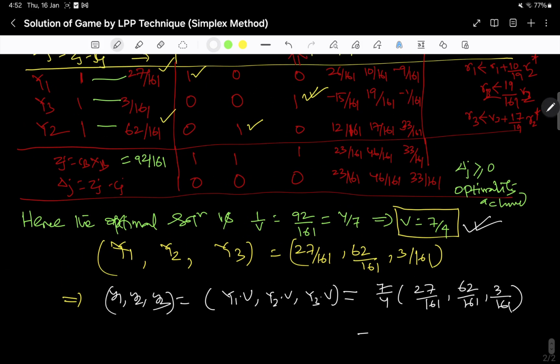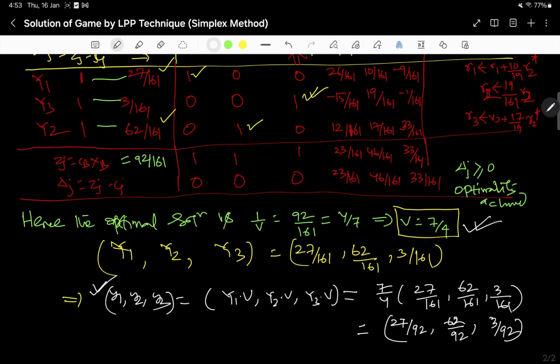If I simplify it, it will give me 27 by 92, 62 by 92, and 23 by 92, 3 by 92. So this is my optimal strategy for B.